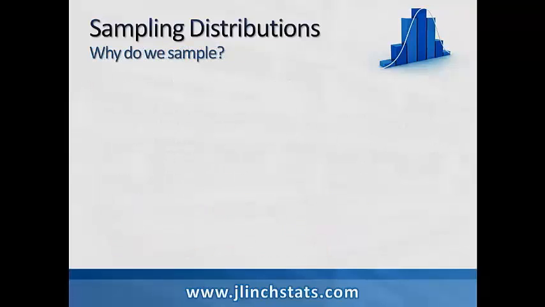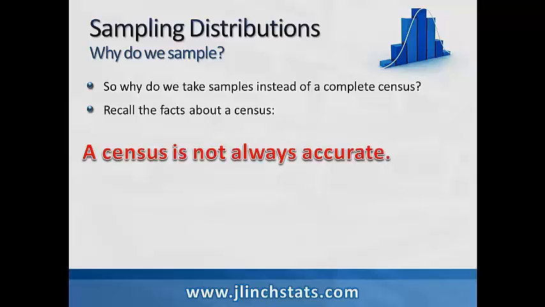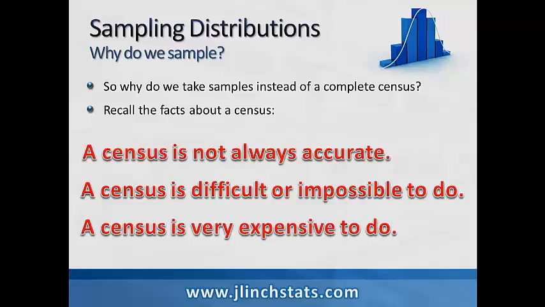Why do we sample? Why do we take samples instead of doing a complete census? Recall the facts earlier that we talked about a census. First of all, a census is not always accurate. A census is difficult or sometimes impossible to do. And finally, a census is very expensive to do. Now, it would be nice if we were able to conduct a census on any information that we're trying to come up with about a population.